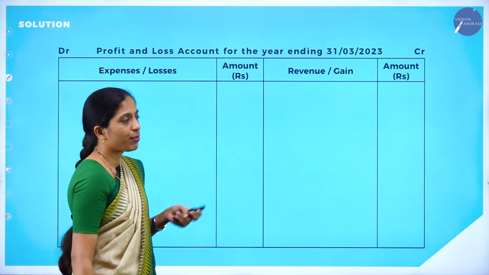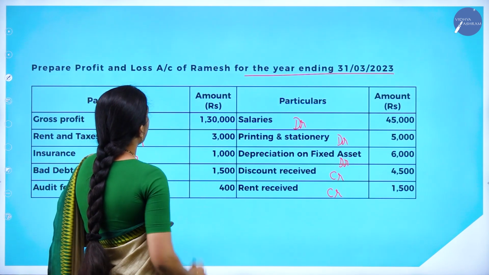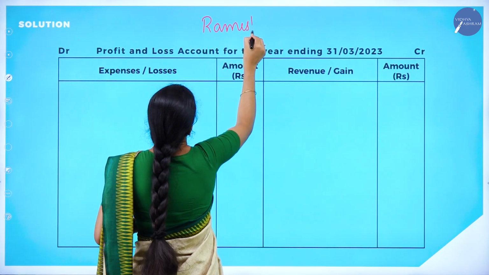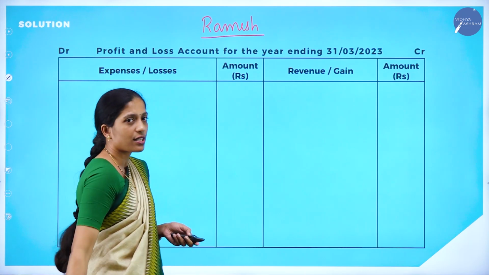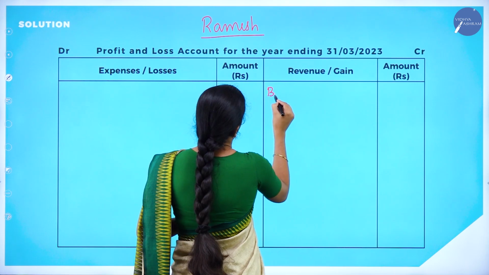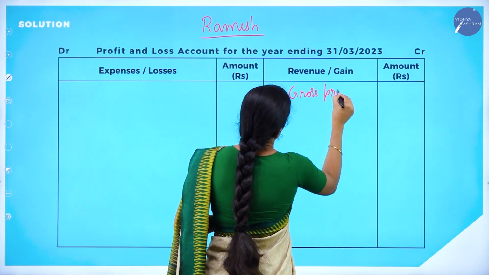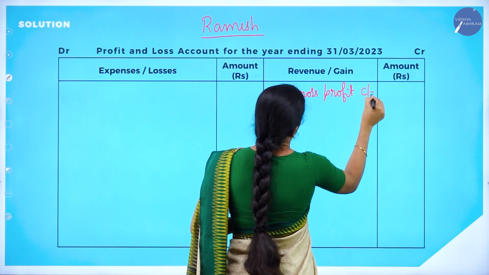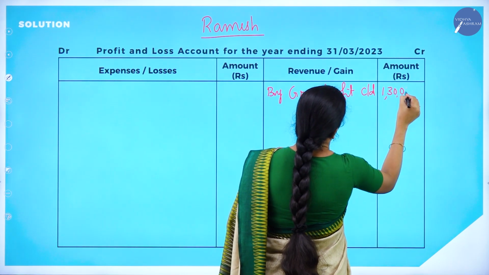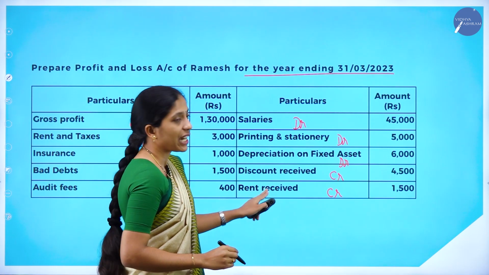Okay, so we shall solve here now. This is the format, profit and loss account for the year ending 31st March 2023. We shall write the name of the person, that is Ramesh, so we are going to prepare in the books of Ramesh. We shall start with the credit side, with the gross profit. By gross profit carried down, how much is it? 1,30,000. Gross profit carried down 1,30,000, and in the credit side we have only 2 more.